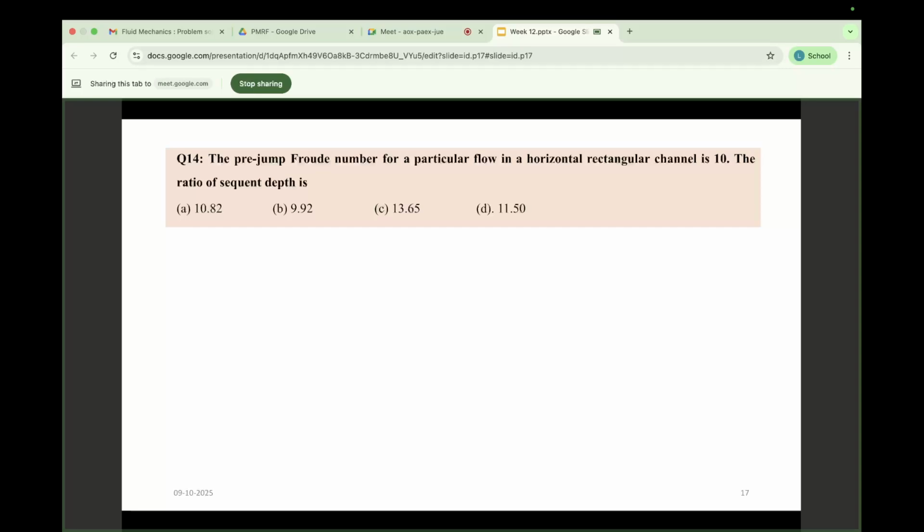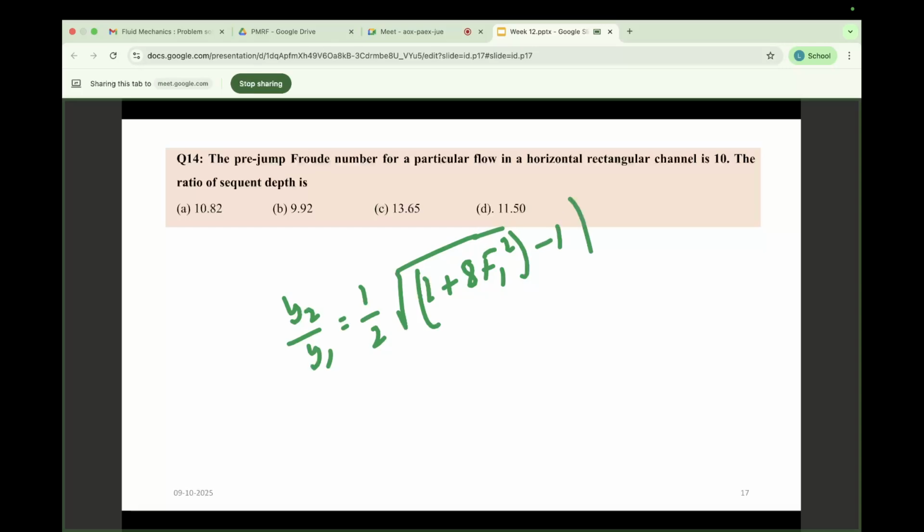So here the pre-jump Froude number, the Froude number before the jump, is given. F1 is given already. So what is the ratio of the second depth? So these are the options. Use the same formula and answer this one. Just calculate and tell me the answer. Which one will be the correct answer?